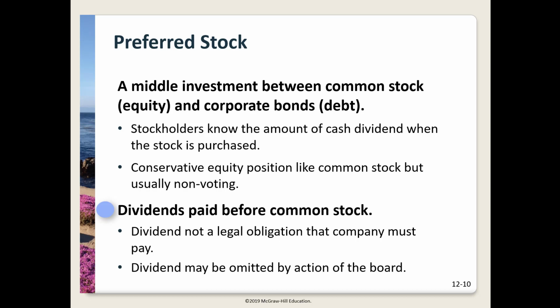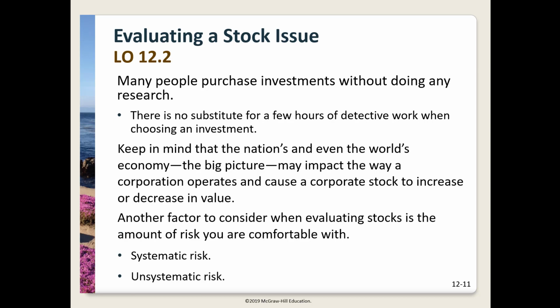Preferred stock dividends are paid before common stock dividends, but they may be skipped. Most preferred stock today is cumulative, meaning any skipped dividends must be caught up before any dividends can be paid to common shareholders.